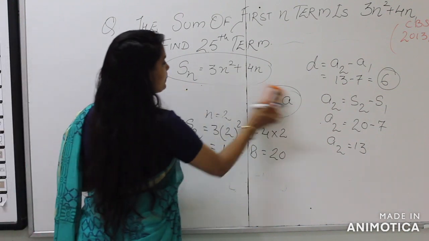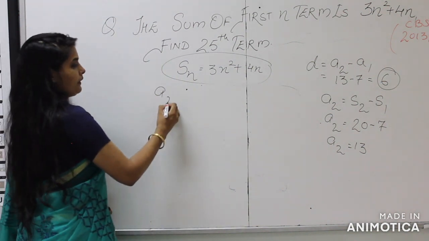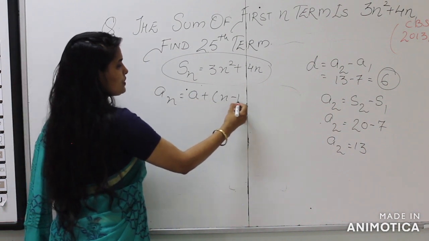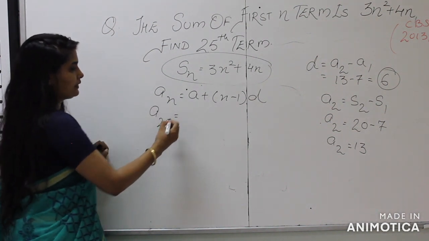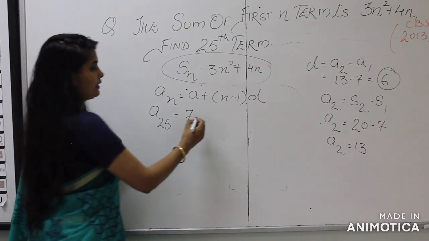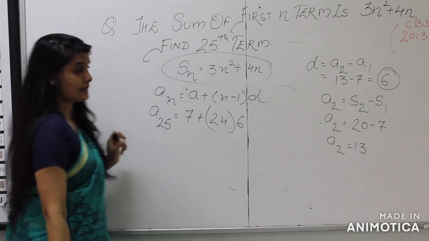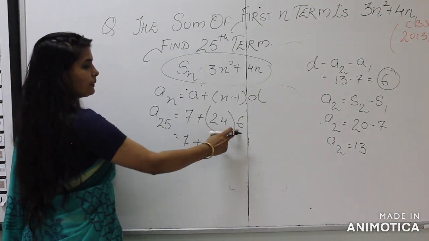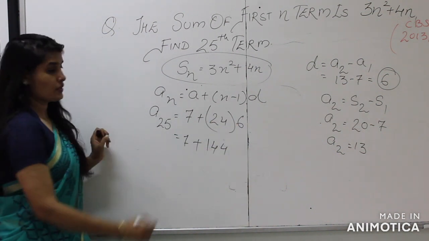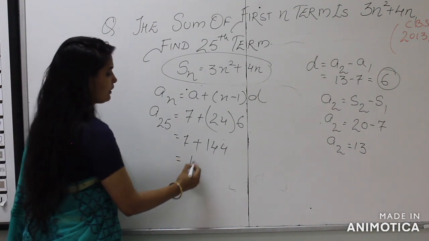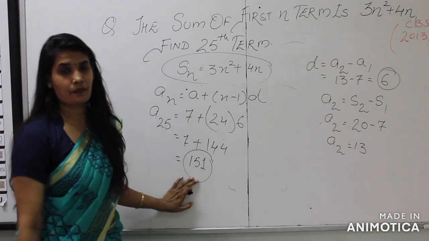Because what is the formula to find 25th term? 25th term find करने का formula है an equal to a plus n minus 1d. Now we want to find 25th term. So this is a25 equal to value of a is 7, plus 25 minus 1 is 24, multiplied by 6. Then 7 plus 24 multiplied by 6: 6 4s are 24, 6 2s are 12, 144. So 144 plus 7 will be 151. So it means 151 is my 25th term. Okay? I hope it's clear.